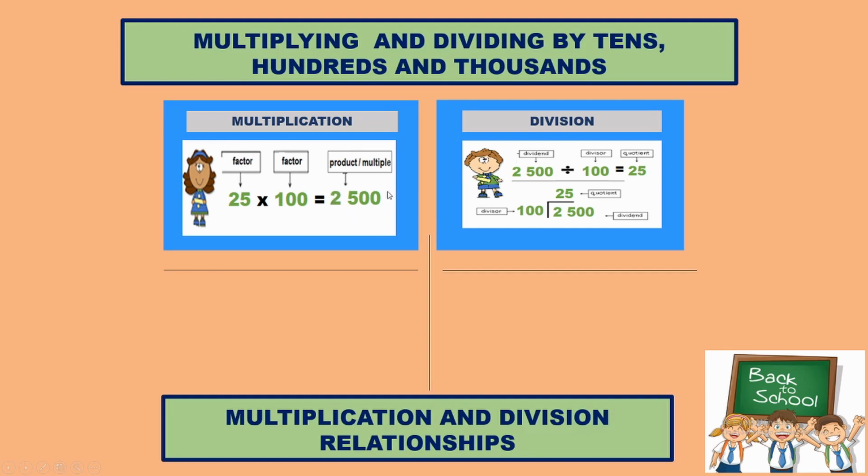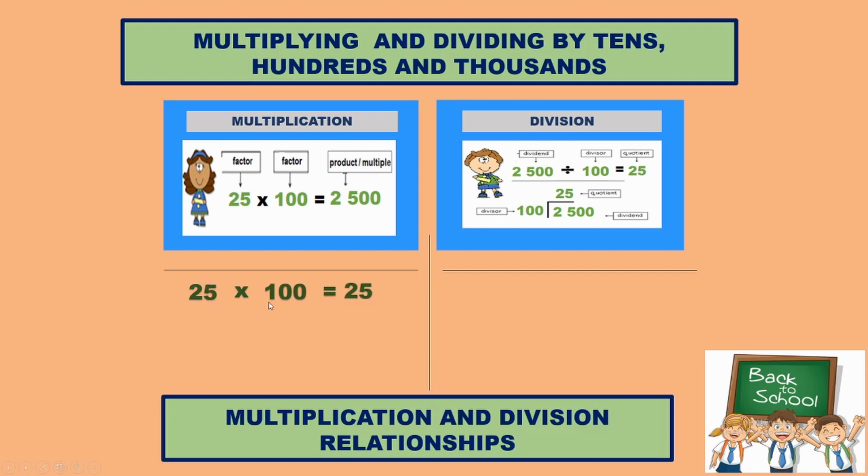Start with 2,500 divided by 100 is equal to 25. What did you notice? You are moving backwards. Now, I'll give you more examples to make your concept clear. Now, 25 times 100 is equal to... Now, how to do this?